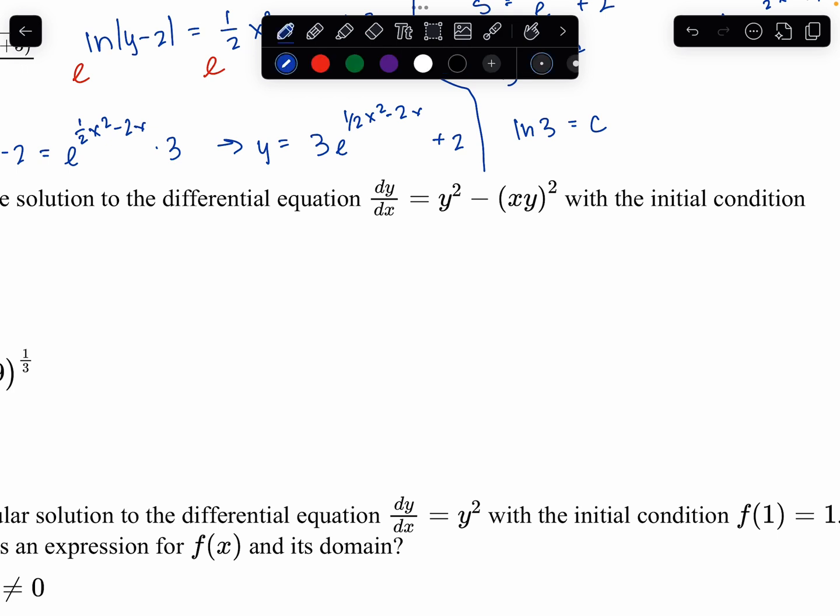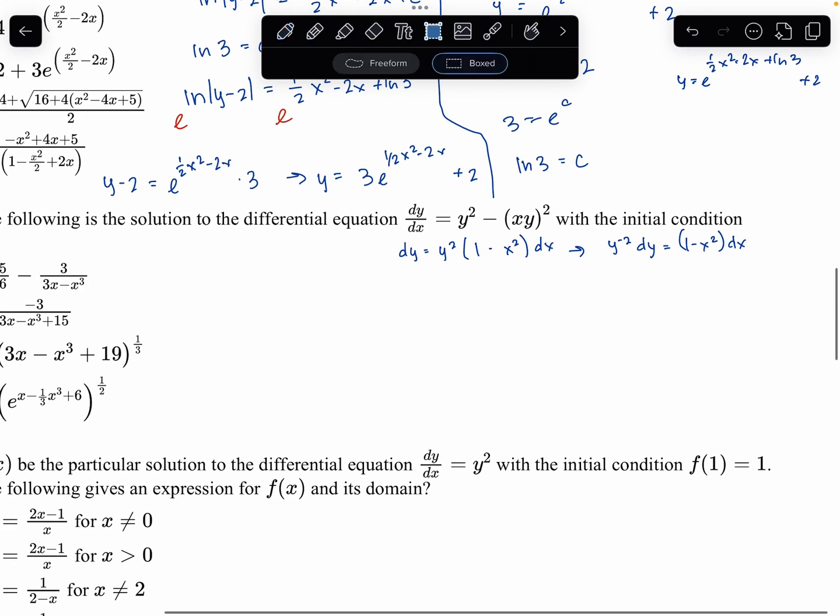I'm going to do my first step. I'm also going to multiply the dx over there. So I'll get dy is equal to y squared times 1 minus x squared dx, and then I'll divide by y squared, so I'll get 1 over y squared dy. However, I'm not going to keep it like that. I'm going to write it as y to the negative 2 dy equal to 1 minus x squared dx.